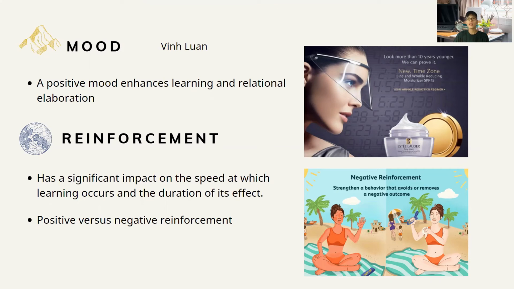For example, consumers need to buy anti-aging products and they saw the ads of Estee Lauder and decide to try it, and they find it useful and select it for the next time. About negative reinforcement, it can strengthen a behavior by avoiding or removing negative outcomes, as you can see clearly in the second picture about the negative effect if you don't use sunscreen when going to the beach.